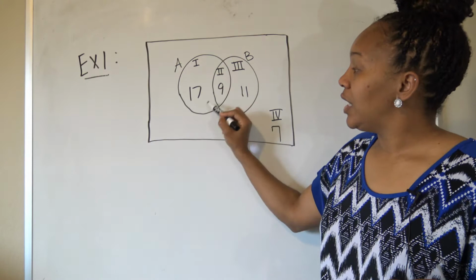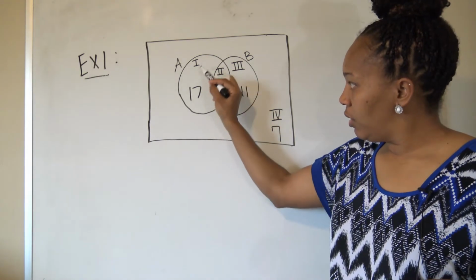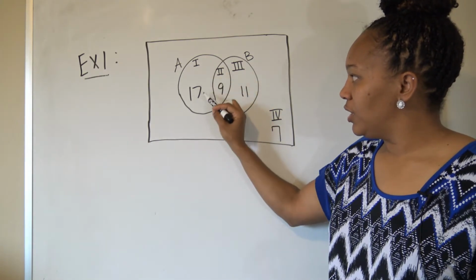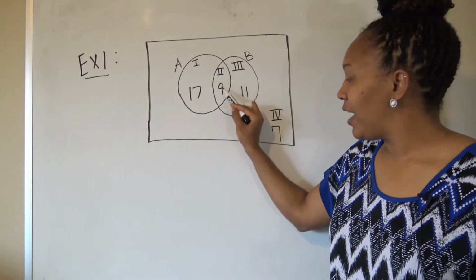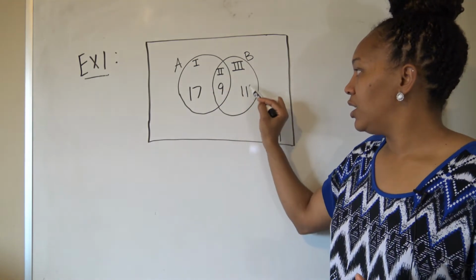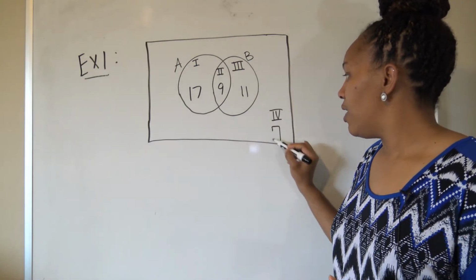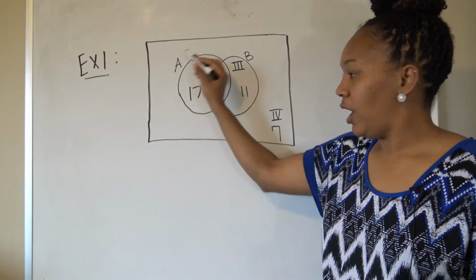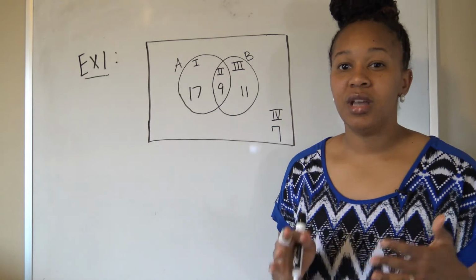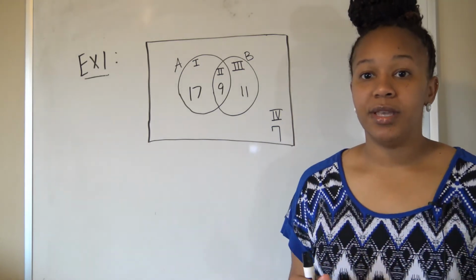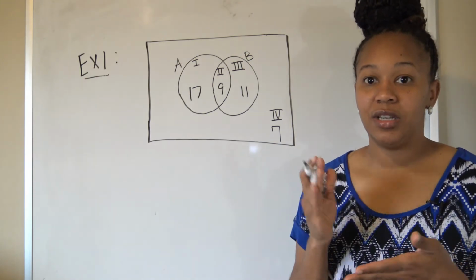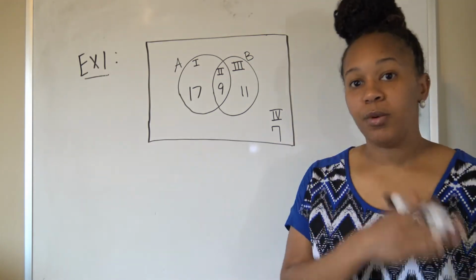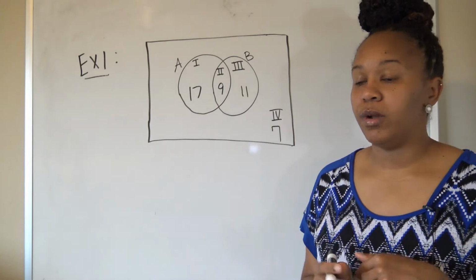So what this is saying is that in this portion of the Venn diagram, the things that are in set A but not in set B, there's 17 of them. There's 9 elements in this portion. There's 11 elements in this portion. And there are 7 elements out in this outer portion of the Venn diagram. So these numbers don't represent elements in the set. They actually represent the number of elements in the set. That's the difference between what we did in previous videos versus what we're doing now.